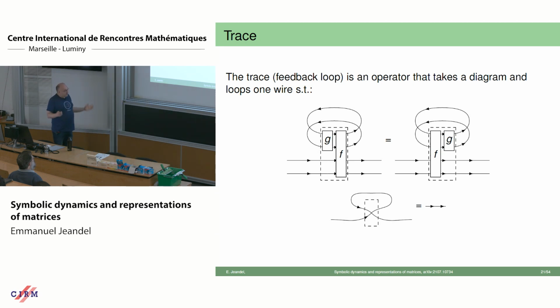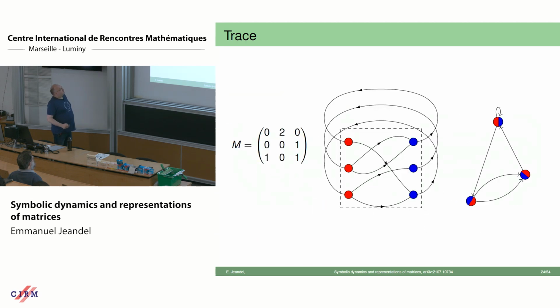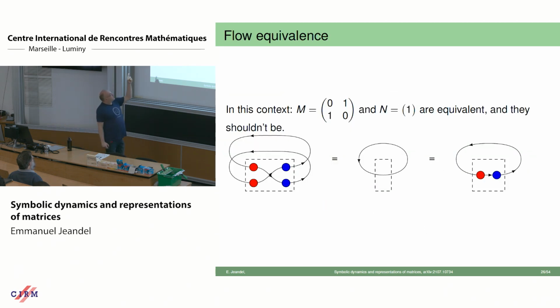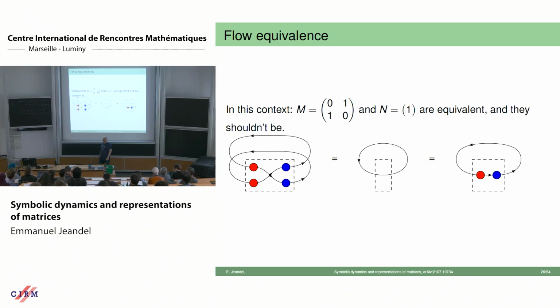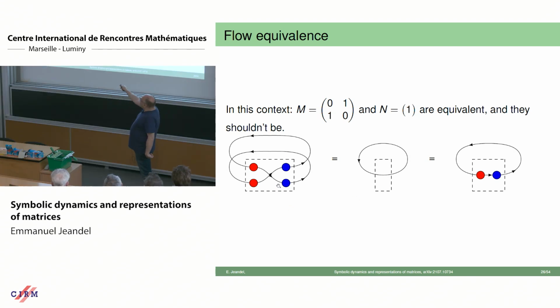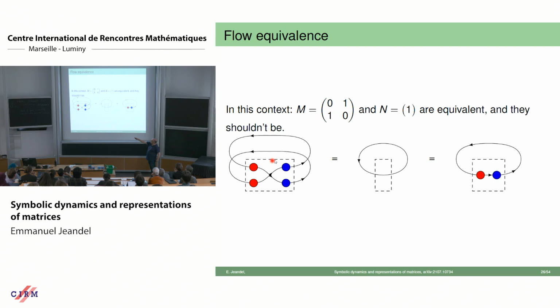And I have to use it because otherwise I have something which is a very strange object, but we don't want it because if you have it, then 0, 1, 1, 0, and 1 are conjugate, are SFT. Why? Because essentially 0, 1, 1, 0 is the matrix here. You see that the red and blue node do nothing, so it's essentially two loops, or one big loop, and as one big loop is equivalent to no loop, so this is equivalent to this, which is equivalent to this.